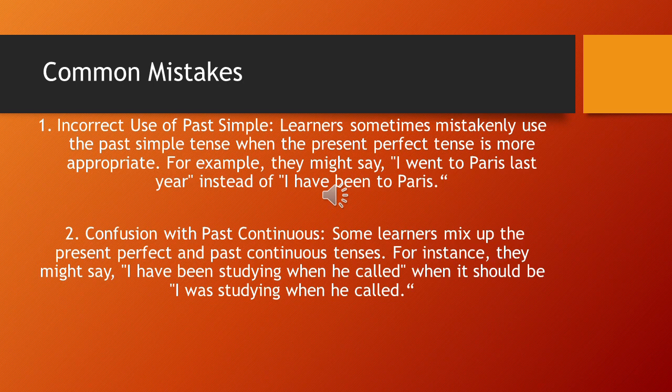Use the past simple for actions with a specific time frame in the past and the present perfect for actions that are relevant to the present. Number 2, confusion with past continuous. Some learners mix up the present perfect and past continuous tenses. For instance, they might say, I have been studying when he called, when it should be, I was studying when he called. So to avoid this mistake, understand that the present perfect tense indicates a connection to the present, whereas the past continuous focuses on actions in progress in the past. So pay attention to the timing of the action you want to convey.